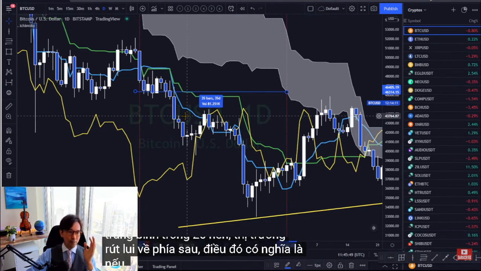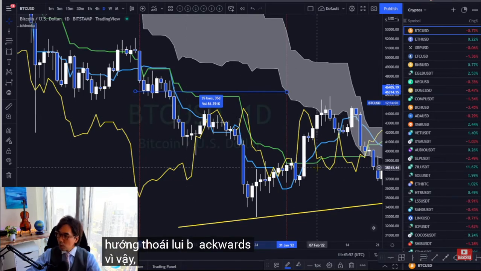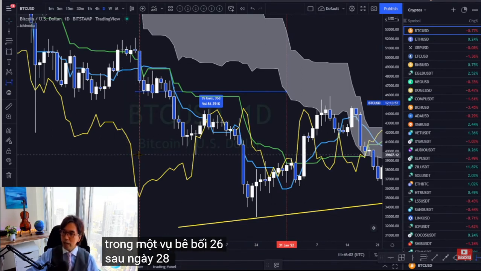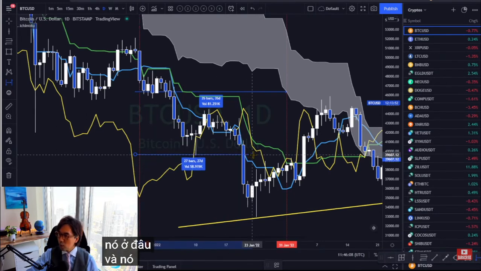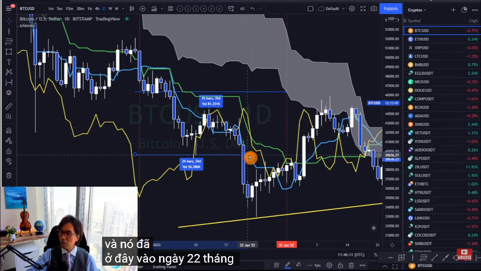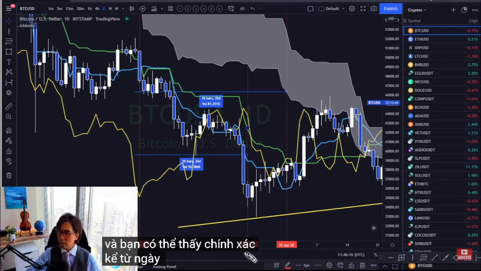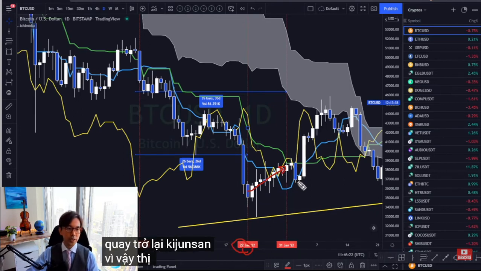So that means if the market has been away from the Kijun-sen for more than 26, then it tends to retrace backwards. So in 26 candles after the 28th of December, let me see where it was. It was over here on the 22nd of January. And you can exactly see that since the 22nd of January, the market started to retrace back to Kijun-sen. So on average, the market retraced back to Kijun-sen in 26 and Tenkan-sen in 9 candles.